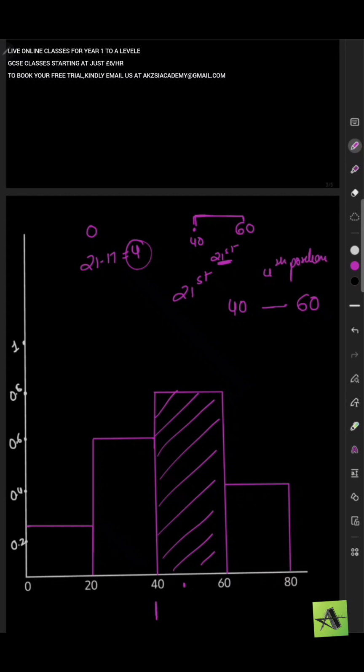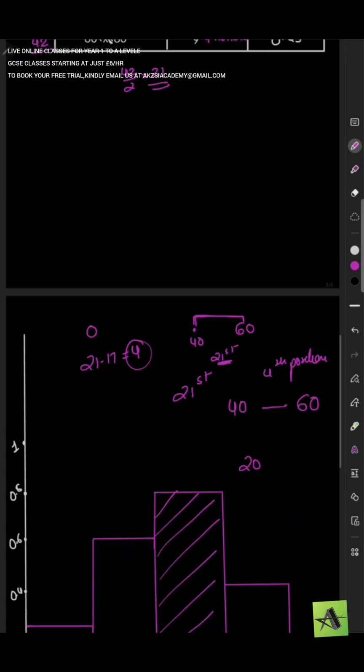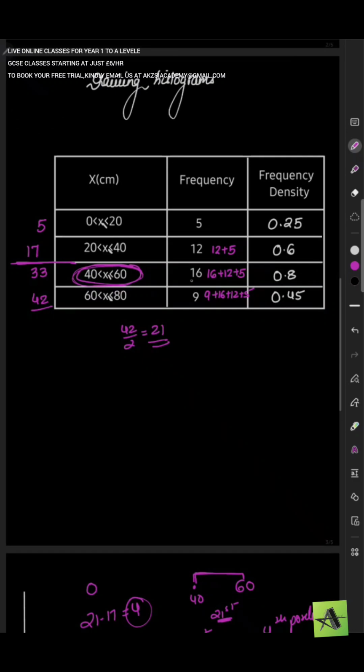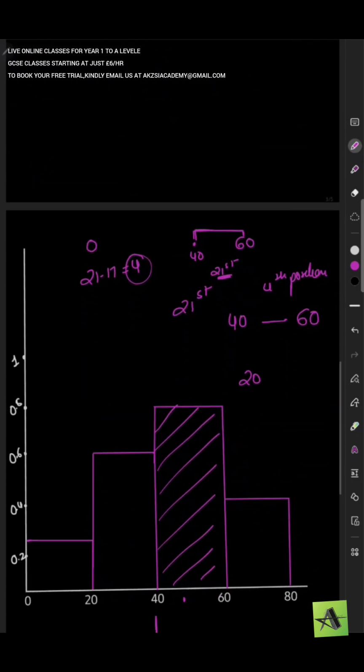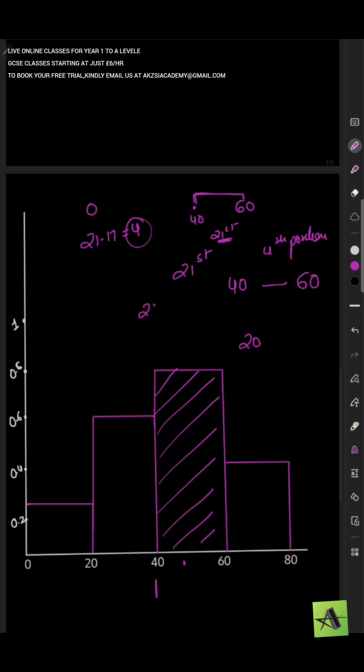I need to find how the frequency is distributed in this interval. This class width is 20 and the corresponding frequency is 12 here. So at every position I can find 1.67, because I have split the interval into even pieces by dividing the width by its corresponding frequency. That gave me 20 over 12, which is 1.67.